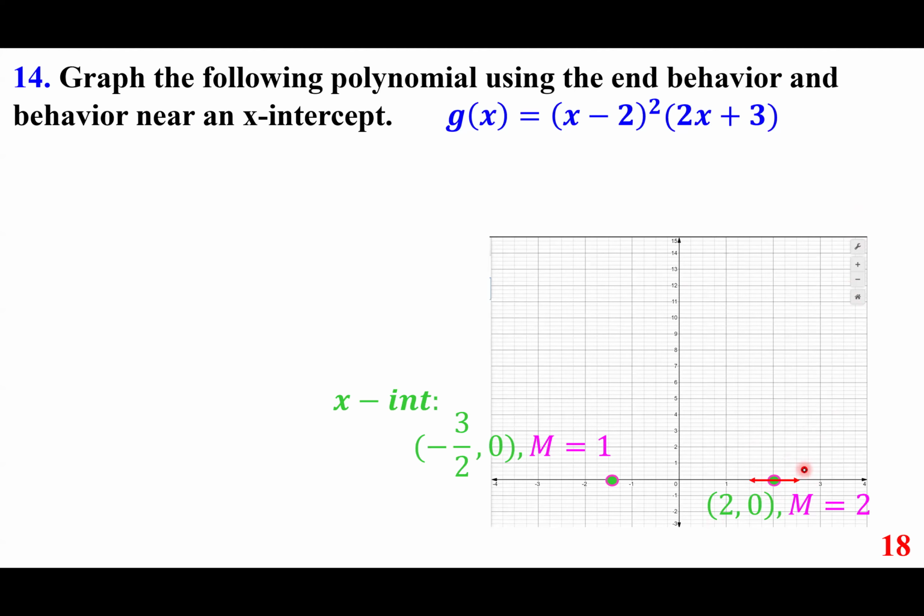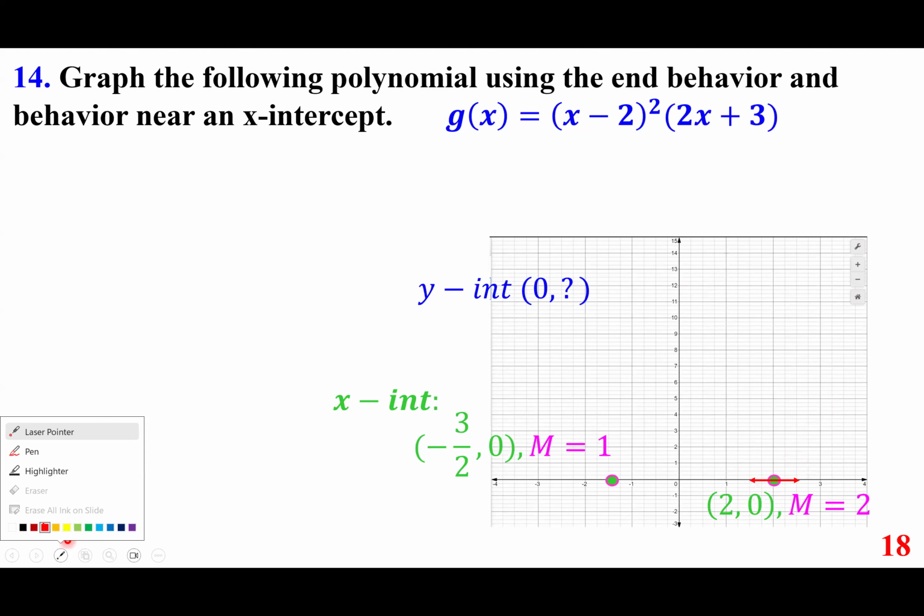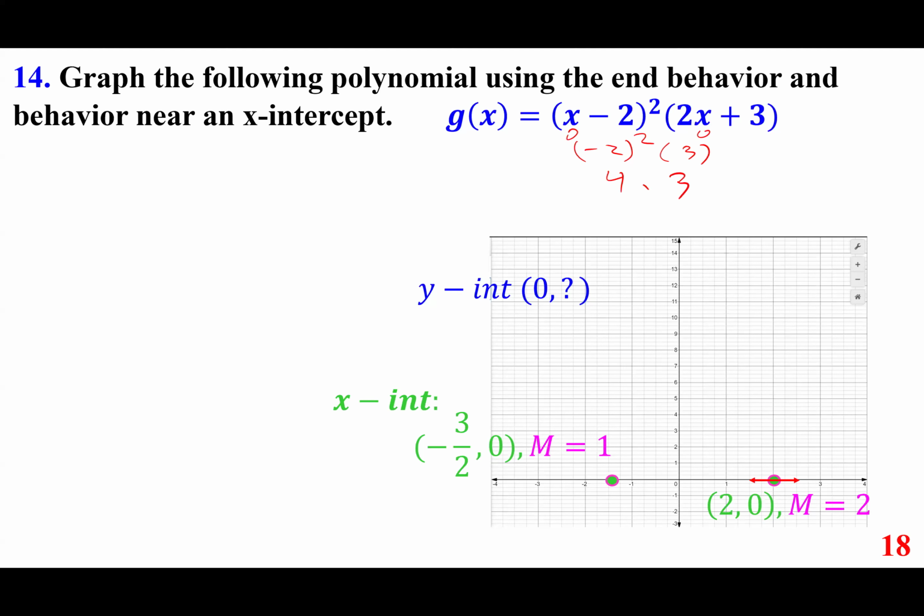Now, what about the y-intercept? What is the y-intercept? Set x equal to 0. If x is equal to 0, what you have is negative 2 squared times 3, which makes it 4, times 3, which makes it 12. And so we have (0, 12).